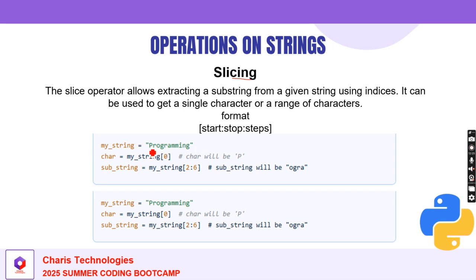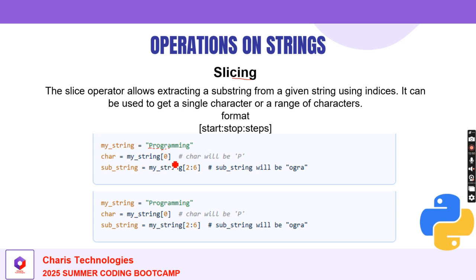It starts actually from 0. So the first letter will be 0, then 1, 2, 3, 4, 5, 6, 7, 8, 9, 10. So that's 10 actually. Right? It starts from 0, so if it is 11 characters, the last will be index 10, because it will be 0, 1, 2, 3, 4, 5, 6, 7, 8, 9, 10.